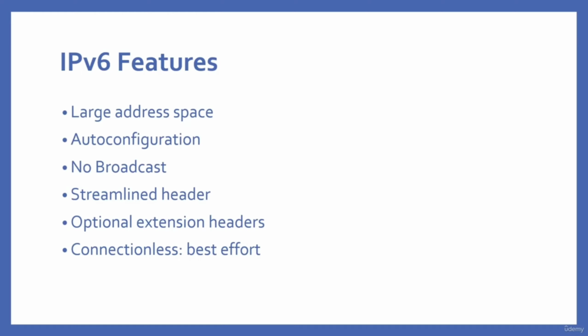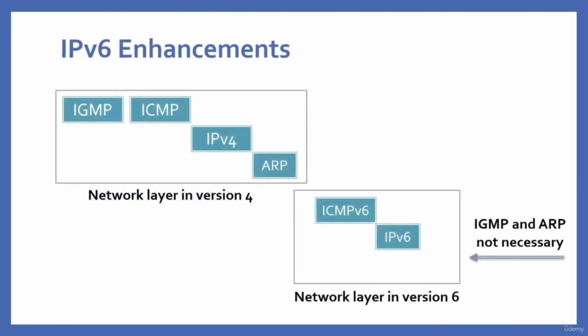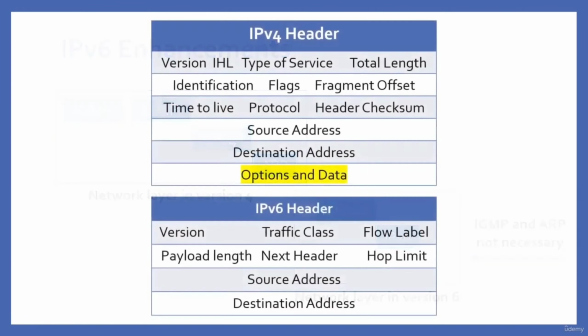IP version 6 is still connectionless and a best effort protocol, and requires the use of ICMP version 6 along with it. The main enhancement, as you can see in this illustration, is that IGMP and ARP are not necessary with IP version 6. Let's compare the IP version 4 header with the IP version 6 header. Now we'll take a look at the field values.